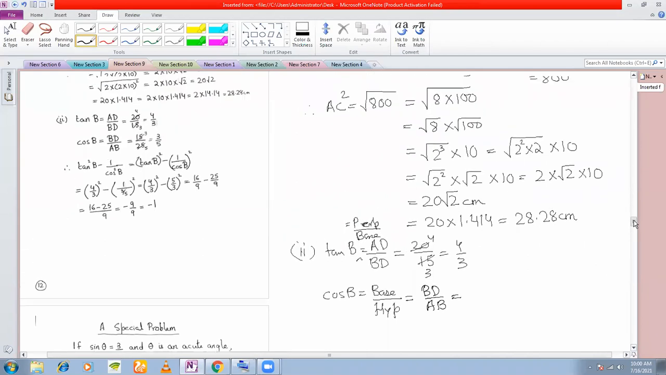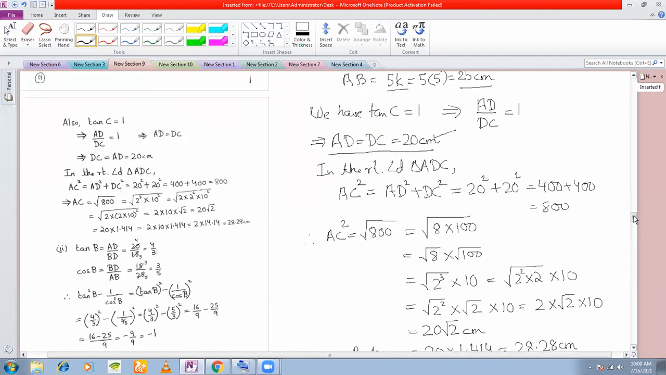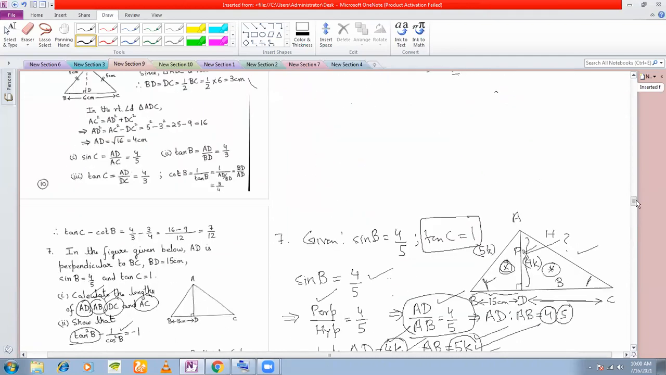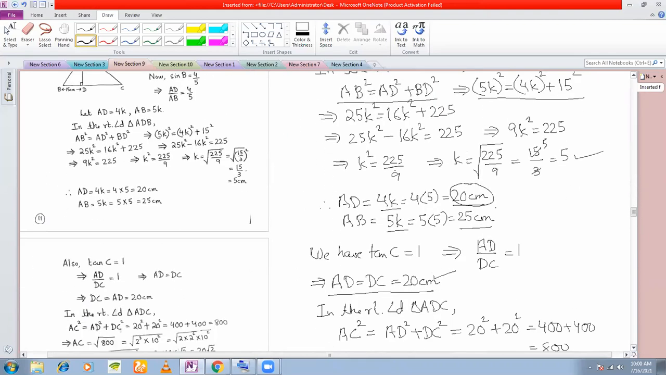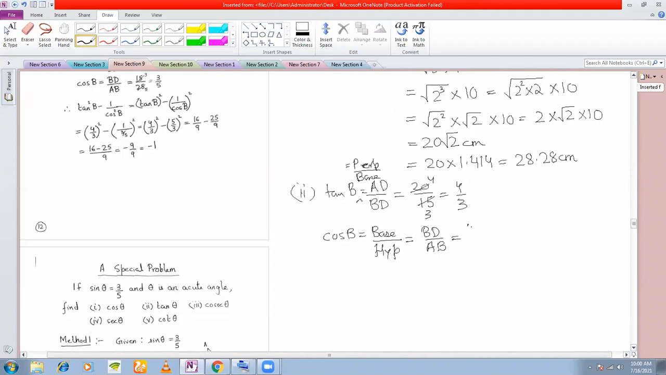And BD, how much have we found? BD length is given as 15. And how much is AB? AB is 25. So 15 by 25, which is 3 by 5. So therefore, what is the value here?